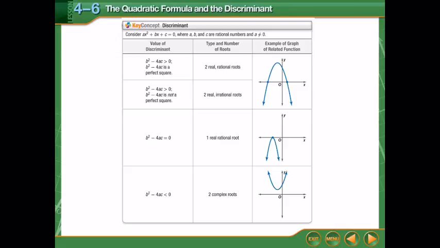If when you solve b squared minus 4ac it is equal to 0 exactly, then you have one real rational root. So that means there's one place on the graph that touches, and it is a real number that can be written as a fraction. If b squared minus 4ac is less than 0, that would mean that it's an imaginary number or complex root.